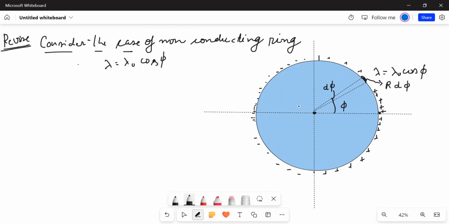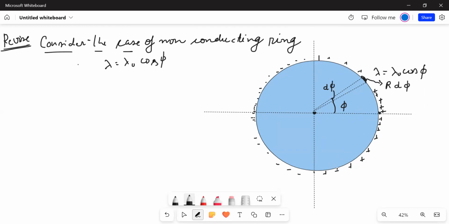Now, if you want to calculate the electric field at the center, we need to place a unit positive charge at the center. And if I just consider the right hemisphere, or I should not say hemisphere, I should say the half of the ring, this half of the ring.